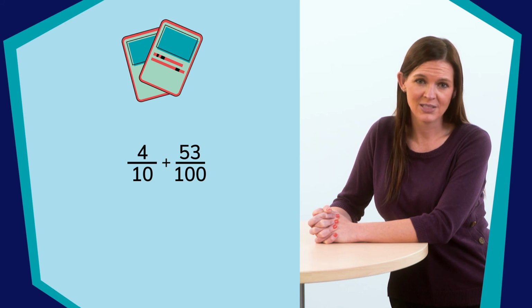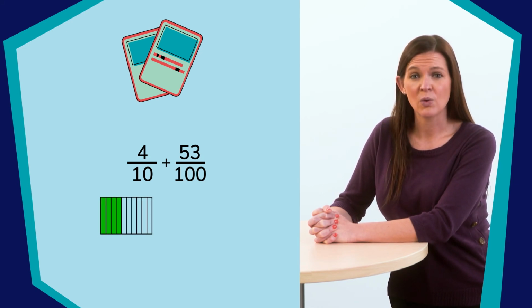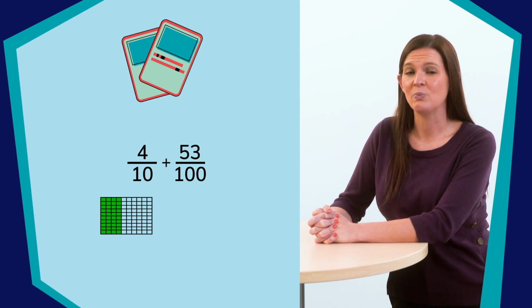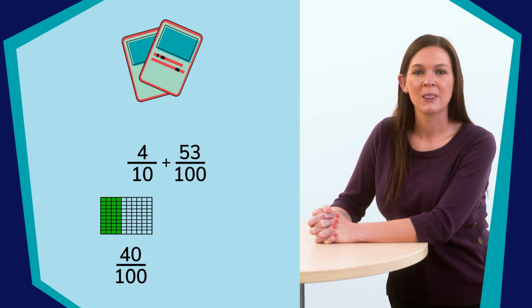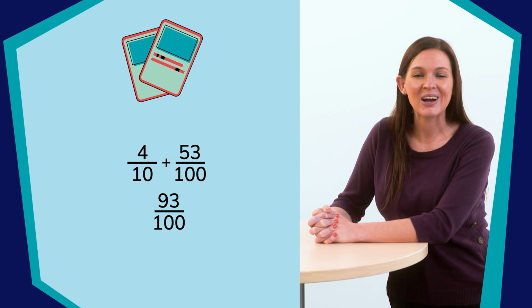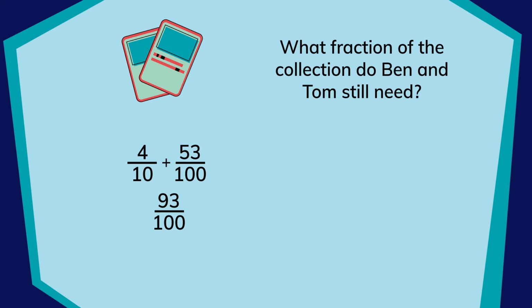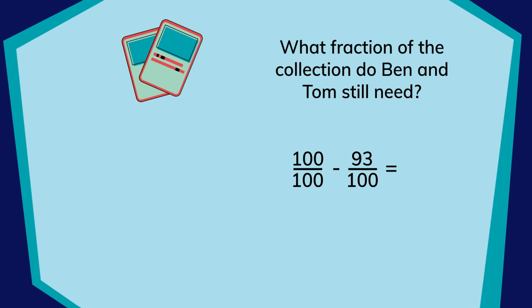Uh-oh, we don't have the same denominator, but I know that tenths and hundredths are related. If we divide each tenth into 10 pieces, we will create hundredths, and that will be 40 hundredths. Now we can add them together. 40 100ths plus 53 100ths is 93 100ths. Wow, great work. However, the question wants to know what fraction of the collection they still need. So how many hundredths is it from 93 hundredths to 100 100ths? 7 100ths, great job.